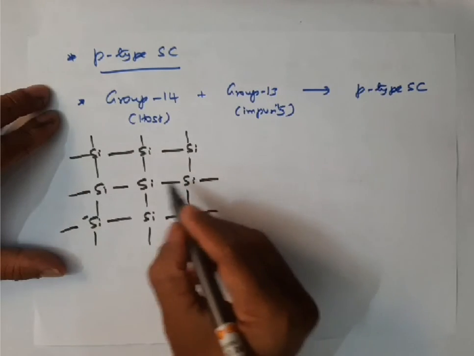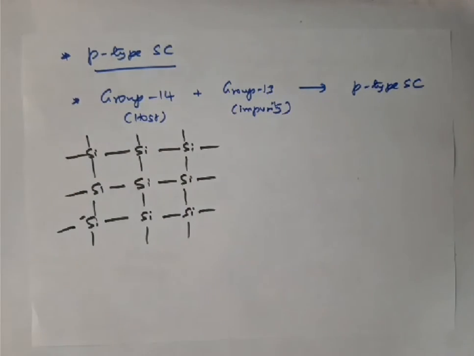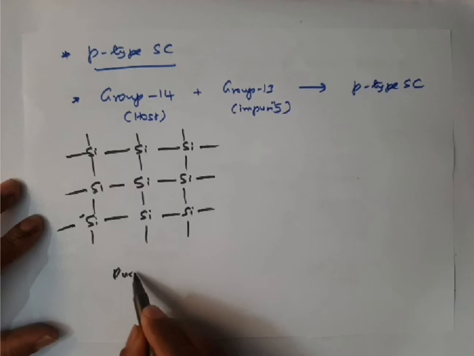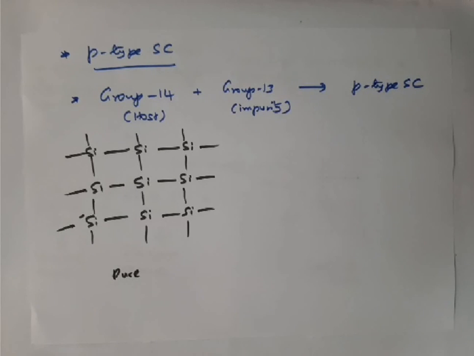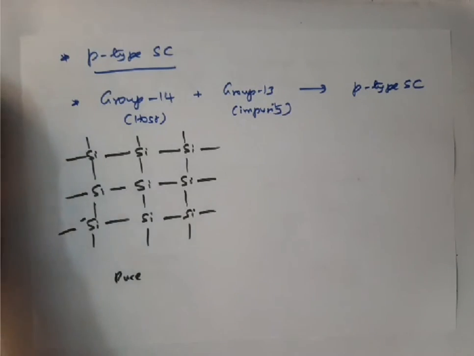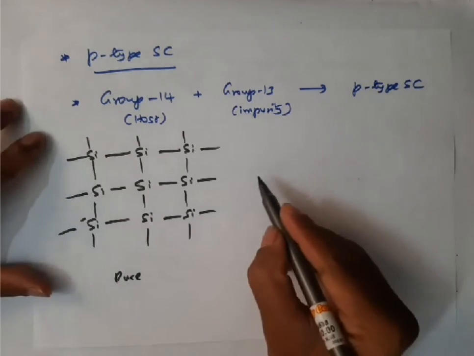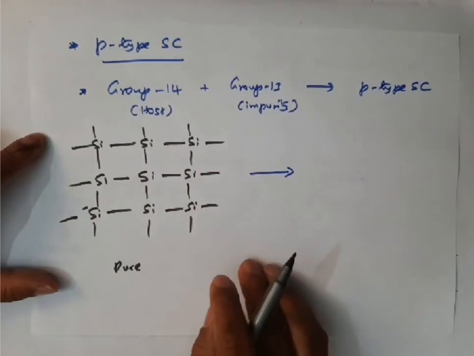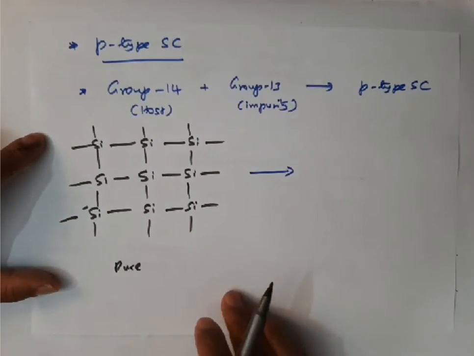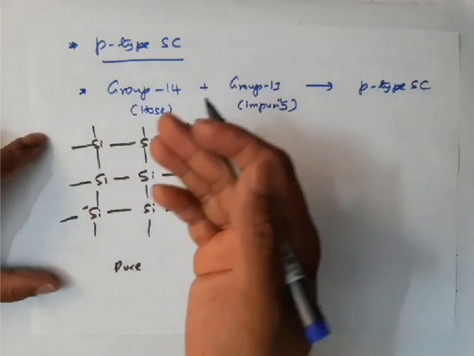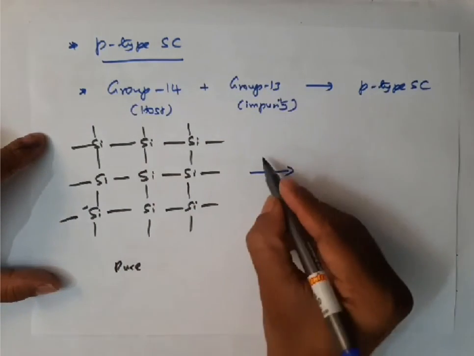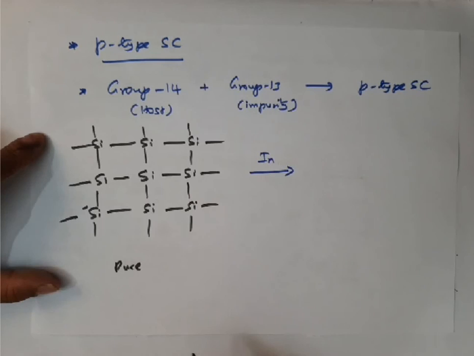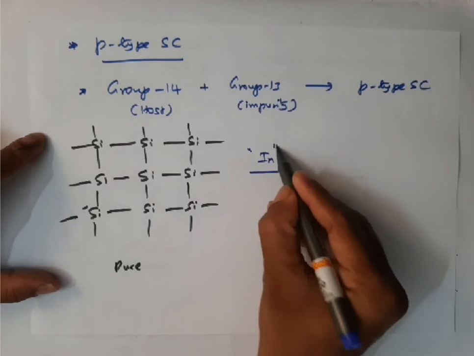It extends in the third dimension. This is pure silicon. In pure silicon, I have told you all the electrons are localized. They cannot move. But now what I'm going to do is replace silicon by some group 13 element. In group 13 we have boron, aluminum, gallium, indium. I'll take indium.